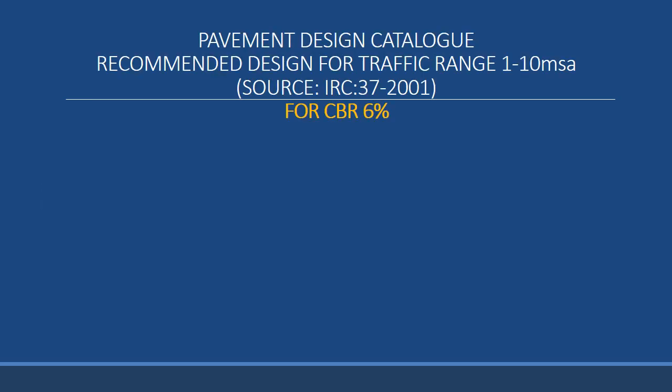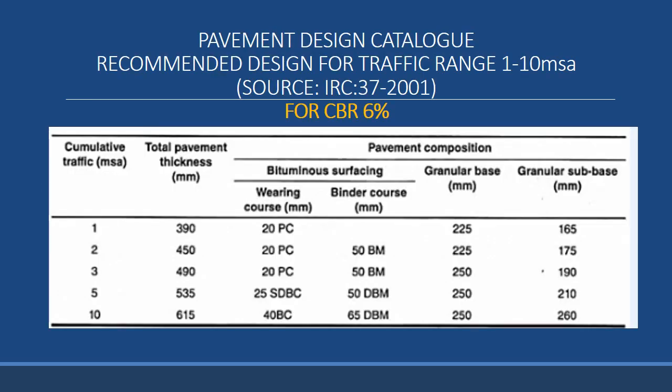Again, let's see another one for CBR value 6%. So this is again for another CBR value, 6%. So we have a catalog in which for different CBR values, and for MSA 1 to 10, we have been given different catalogs. So all the thickness values will be different, and all the pavement composition thickness will be different.